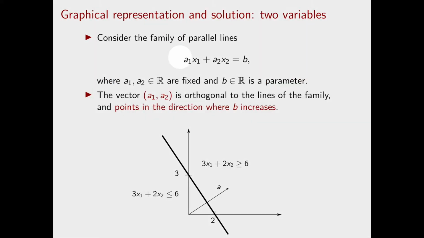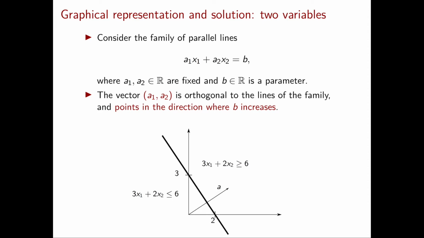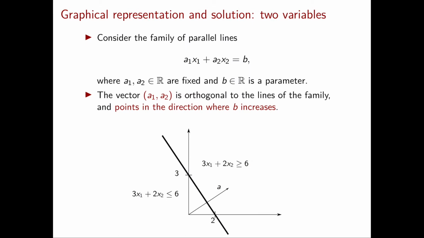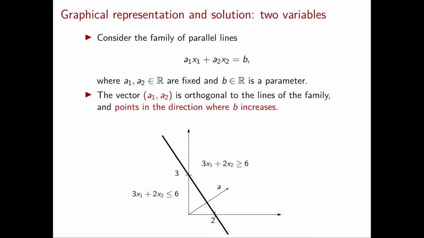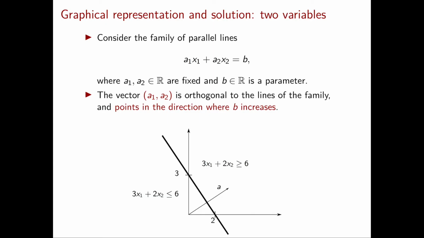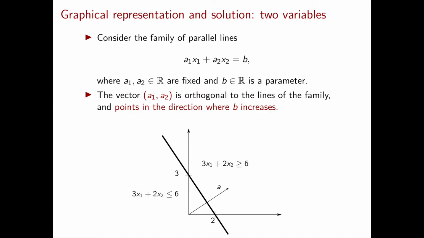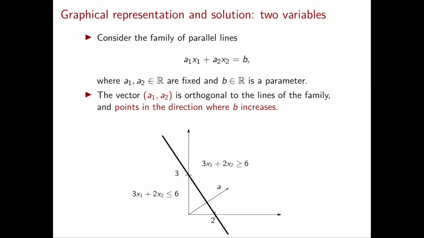Now we're interested in fixing a1 and a2, but changing b. What happens to our line if we change this b? Whenever you change b, you obtain a new line with the same slope but translated somewhere else. For example, if you change the right-hand side from 6 to 0, you will obtain a line parallel to ours but passing through the origin. An easy way to check that is to notice that the vector (a1, a2) is always orthogonal to the line. Therefore, all the lines with the same left-hand side will be parallel to each other.